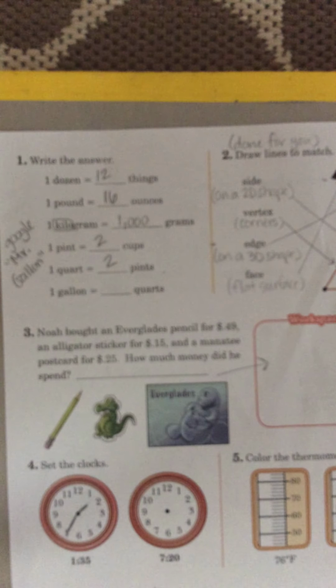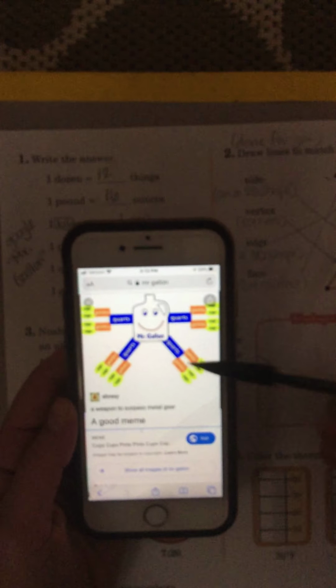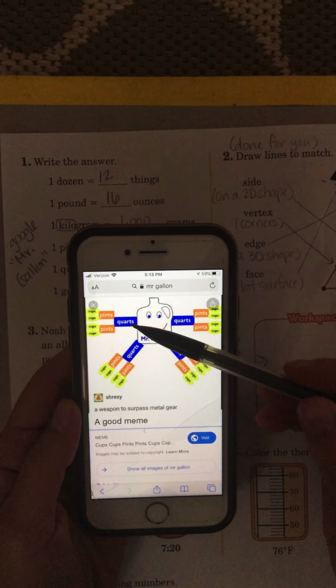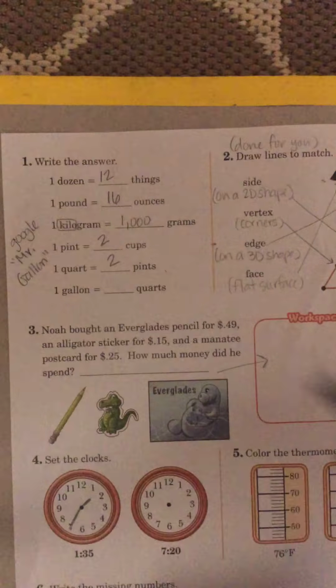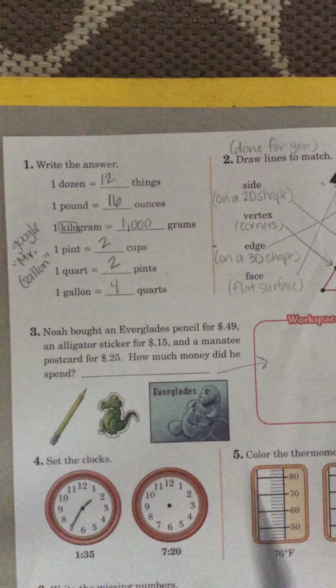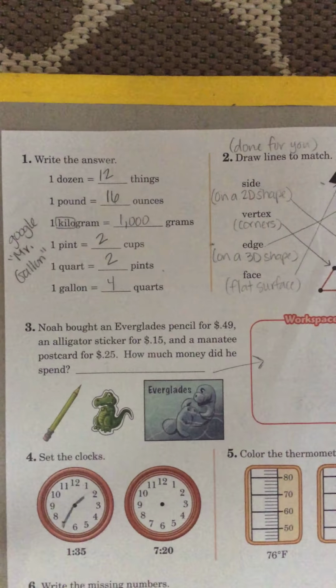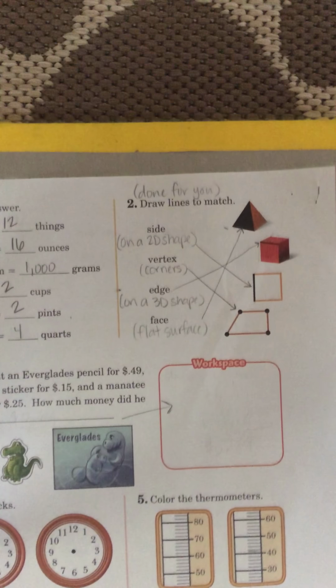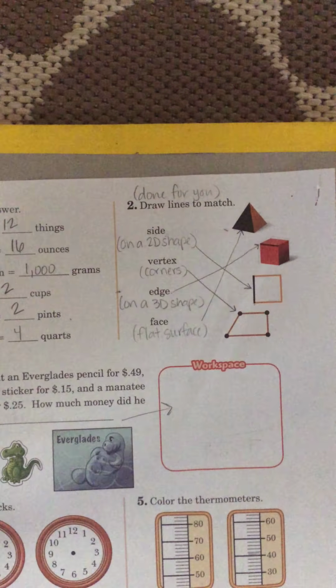And finally, 1 gallon equals how many quarts? There are 4 blue quarts. 1 gallon equals 4 quarts. Number 2 I've already done for you, showing you what each meaning is for the words.